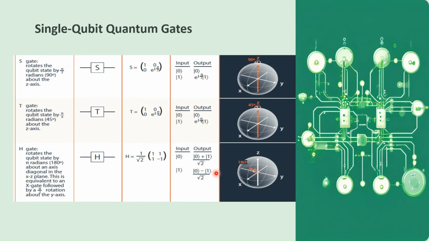Basically, this is the superposition state, where the probability of getting the zero state is (1 by root 2) the whole square, and the probability of getting the one state is (1 by root 2) the whole square, which is 50-50.